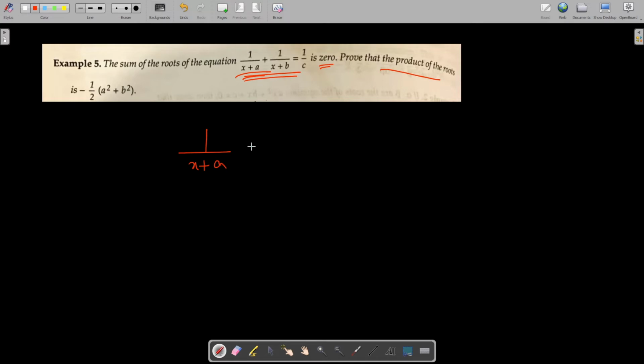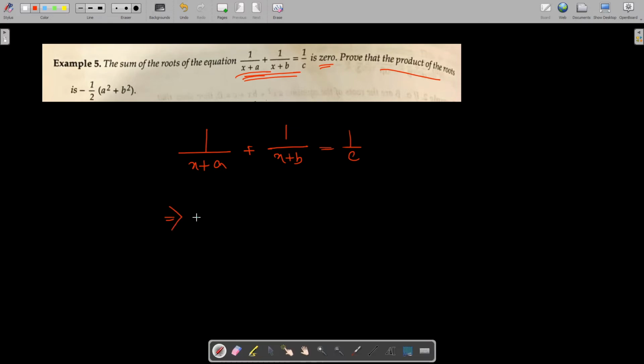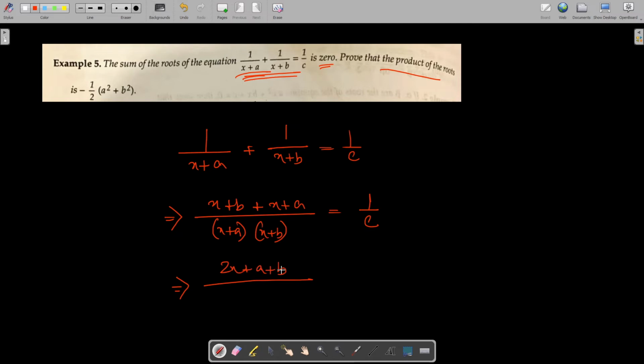So it's given 1 by x plus a plus 1 divided by x plus b equals to 1 by c. So if we take the LCM, we're going to get x plus a into x plus b in the denominator. The numerator we will get x plus b plus x plus a, which will be equal to 1 divided by c. So at the numerator, we'll get 2x plus a plus b.